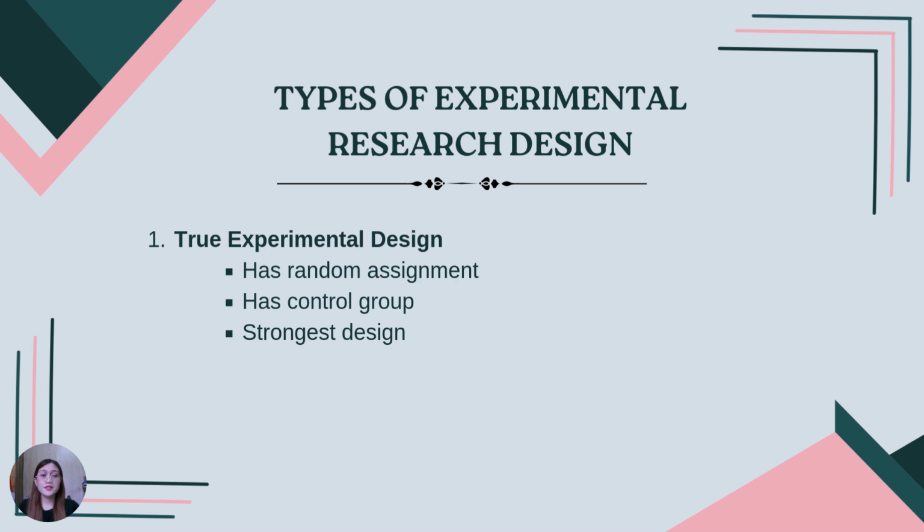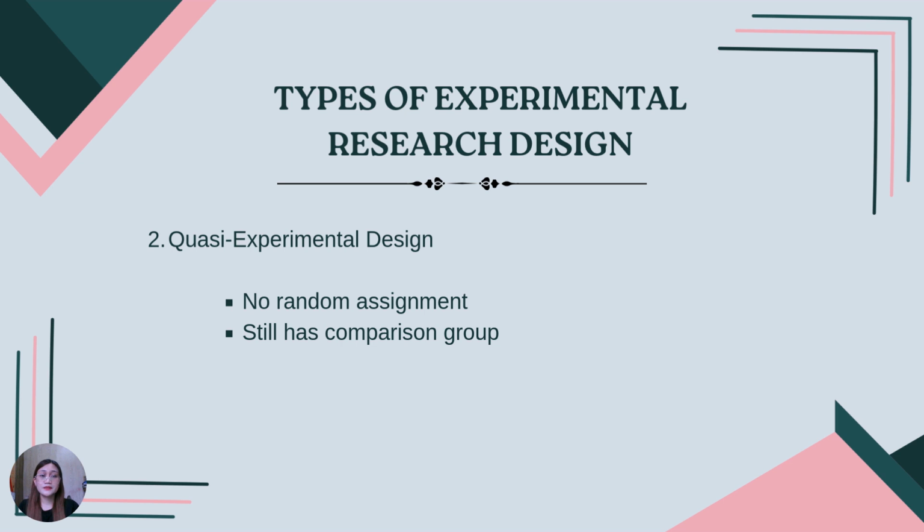So we have the types of experimental research design. First, we have true experimental design. True experimental design is considered the strongest type because it includes random assignment, a control group, and manipulation of the independent variable. An example of true experimental design would be randomly assigning students into two groups. One group uses a new learning app while the other group uses the traditional classroom instruction. After a certain period, their performance is compared.